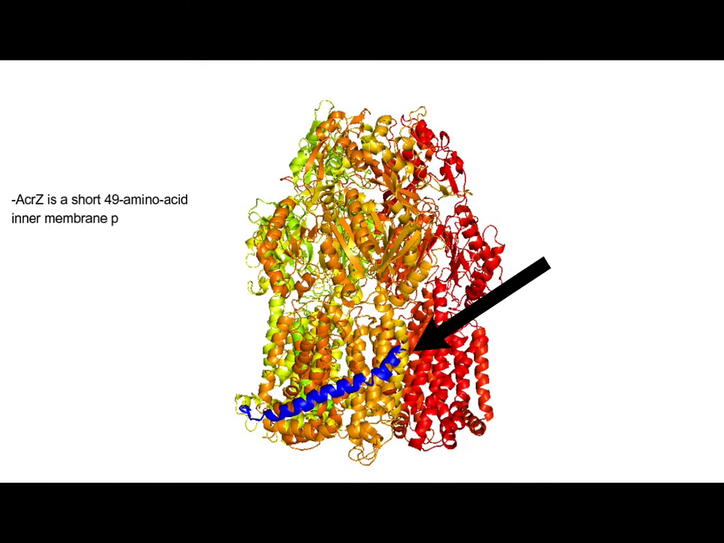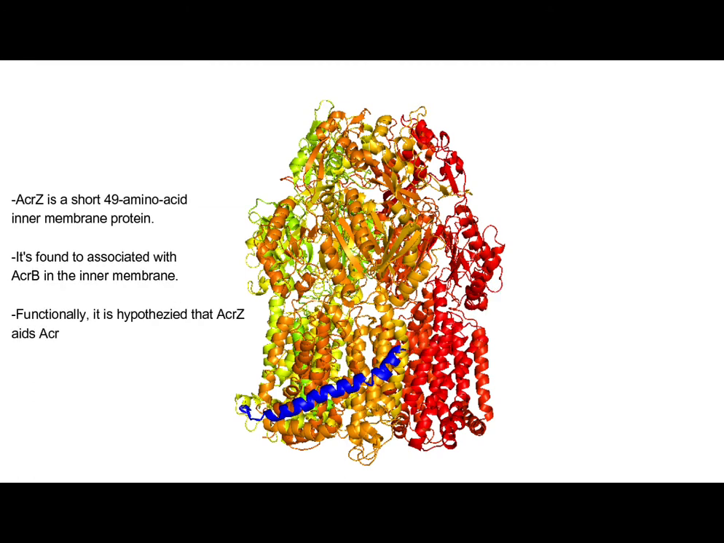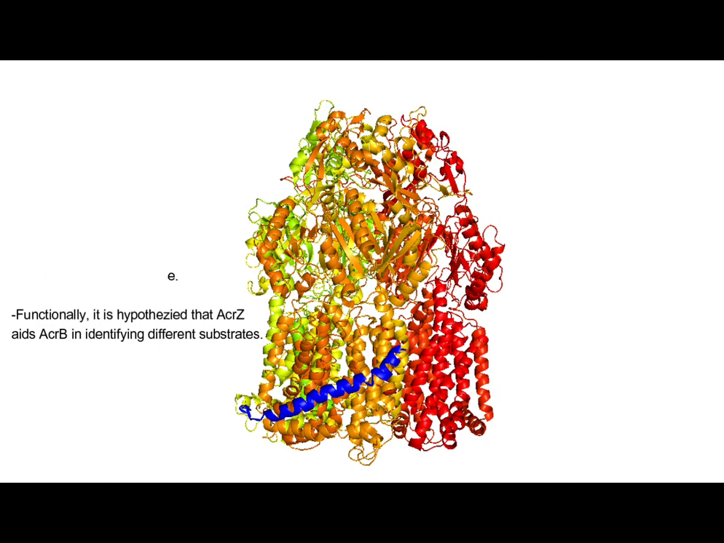Now, let's move on to AcrZ. AcrZ is a 49 amino acid inner membrane protein that is associated with the AcrB complex. It is shown to have high sensitivity against certain substrates. Therefore, it is hypothesized that AcrZ helps AcrB find different anti-drugs to excrete out of the cell.